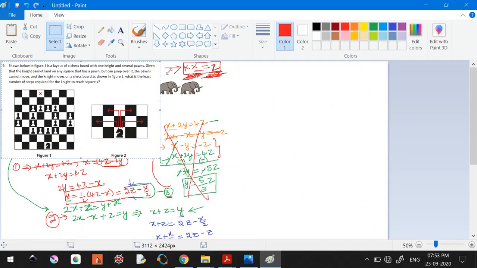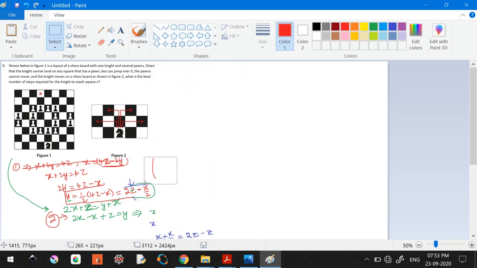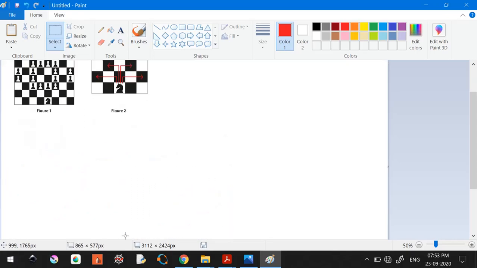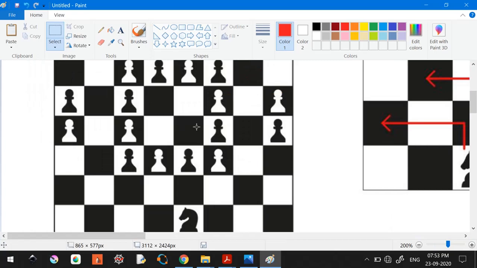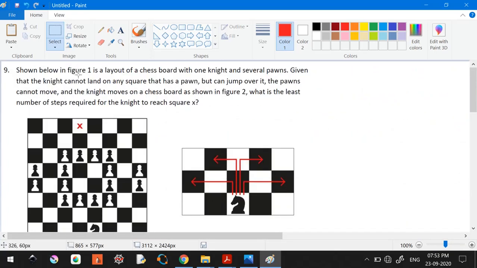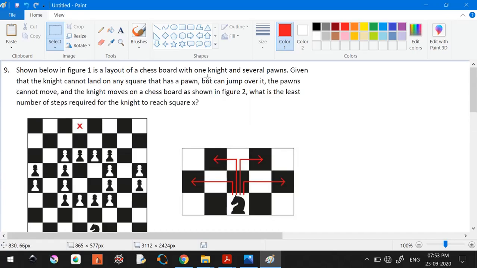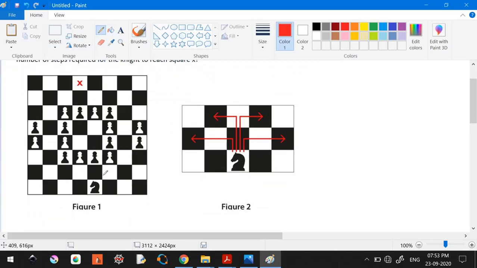Let me erase this workout. Okay, so the question is: shown below in figure 1 is a layout of a chessboard with one knight and several pawns. This is figure 1. Okay, this is a knight, I hope you know. So these are pawns.